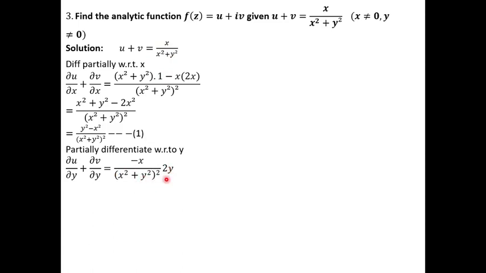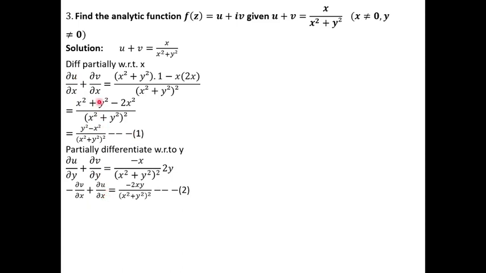2y minus 2y. So this is the answer for dou u by dou y plus dou v by dou y is equal to this one. Now by using the CR equation, dou u by dou y is minus dou v by dou x, and dou v by dou y is dou u by dou x, so dou u by dou x is equal to minus 2xy whole divided by (x square plus y square) whole square. Call it equation number 2.